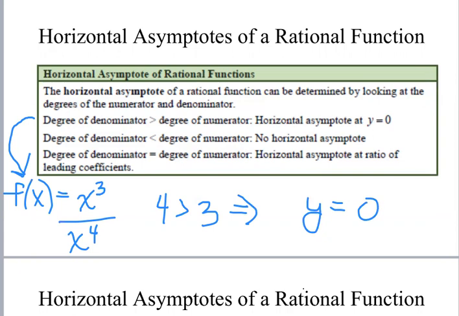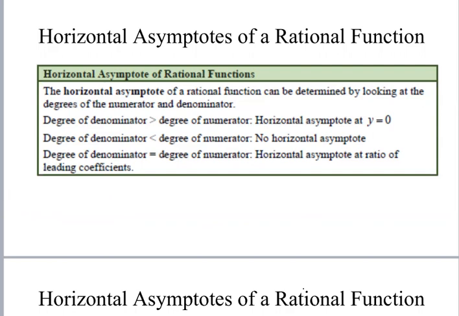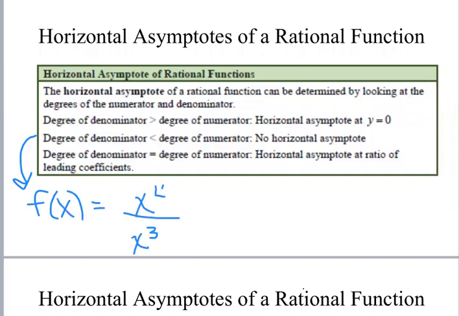So that's case 1. Case 2 is now if the degree of the denominator is less than the degree of the numerator. So if the degree of the denominator is less than the degree of the numerator, there is no horizontal asymptote.